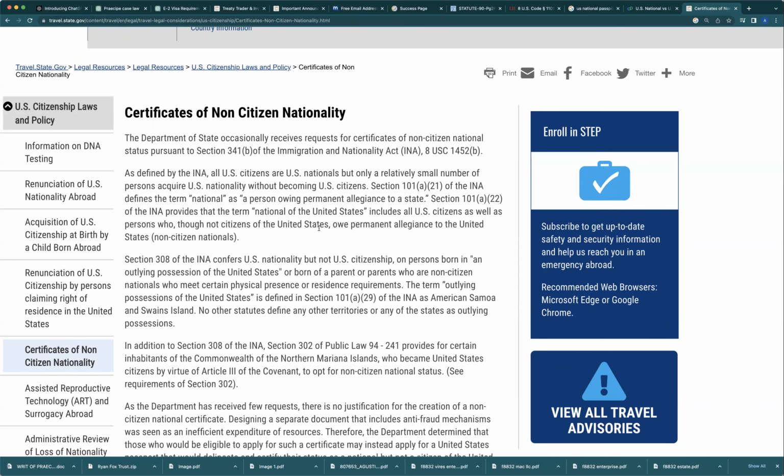What they would do is have the seal of the Secretary of State, the head honcho, and he would seal each and every page, and that would become your certificate of non-citizen nationality. But they're not going to give it to you. Not today, not in 2023.